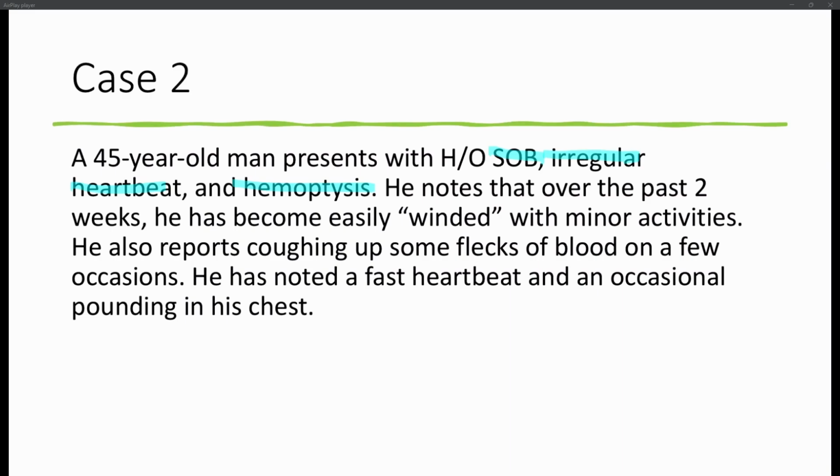Okay. Over the past 2 weeks, he's become easily winded with minor activities. So is the disease getting worse or better? Worse. So we know we're deteriorating, we're progressing in the disease. Coughing up some flecks of blood on occasion, that's the hemoptysis, and fast heartbeat and occasional pounding in the chest. So put fast heartbeat together, you get that.